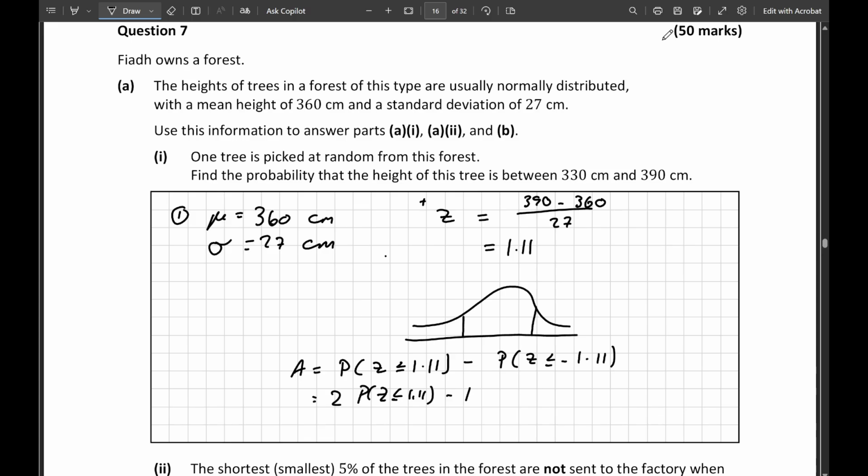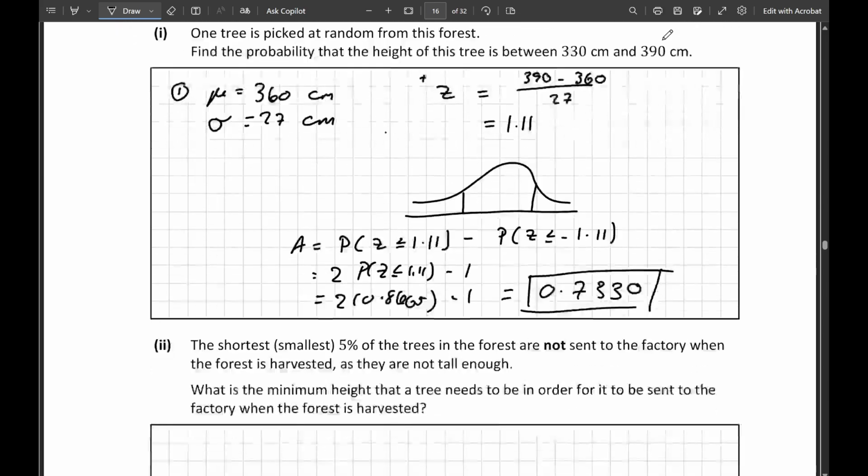So log tables to find these z scores. There they are. Okay, 1.11 is 0.8665. So 2 times 0.8665 minus 1, which is 0.7330. I'm including the 0 because it's typical to give statistical answers to 4 decimal places. So 0.7330.